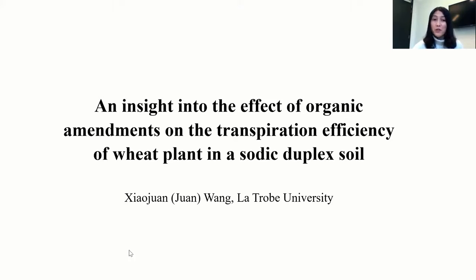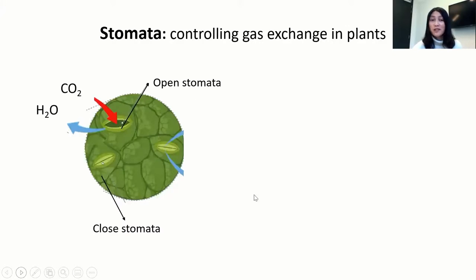Before I look into the transpiration efficiency, I would like to start my talk with a very important plant structure known as stomata. These are tiny openings or pores on the surface of leaves, which allow for gas exchange. So it allows the plant to take in CO2, and it's also an open gate for water loss through transpiration.